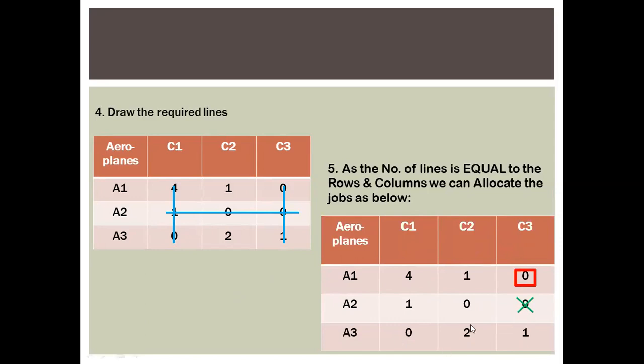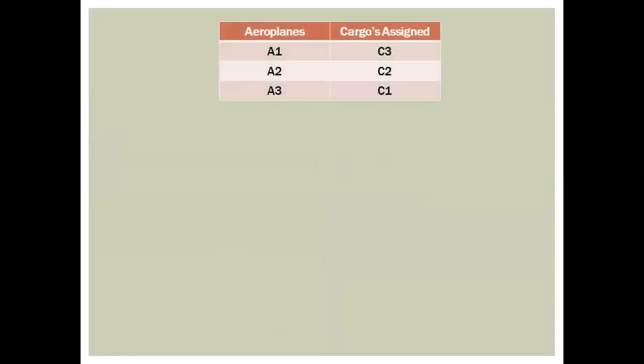Coming to A2, 1 0 is already cancelled. Remaining 1 0, I can put it in a box. Coming to row A3, again there's a single 0. So I will put that 0 in the box. So class, are the number of allocations equal to the number of rows and columns? Correct. That means we have got all the allocations. So for aeroplane A1, the cargo assigned is C3. For aeroplane A2, the cargo assigned is C2. And for aeroplane A3, the cargo assigned is C1.